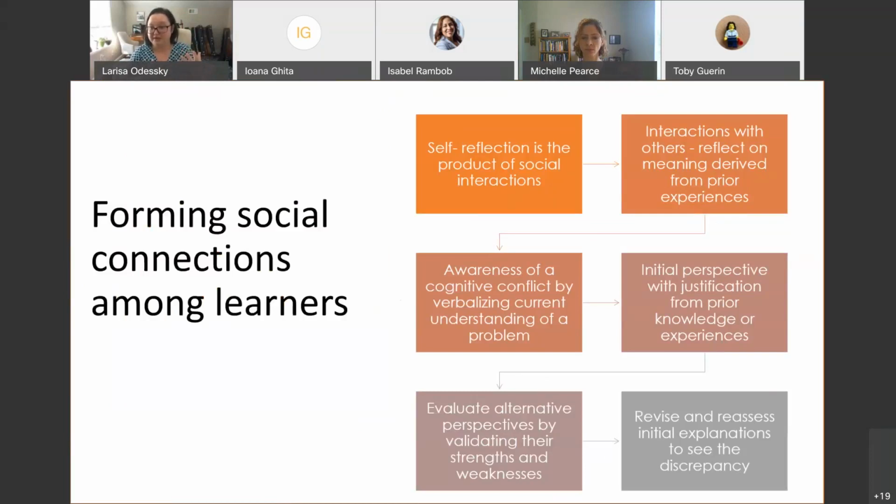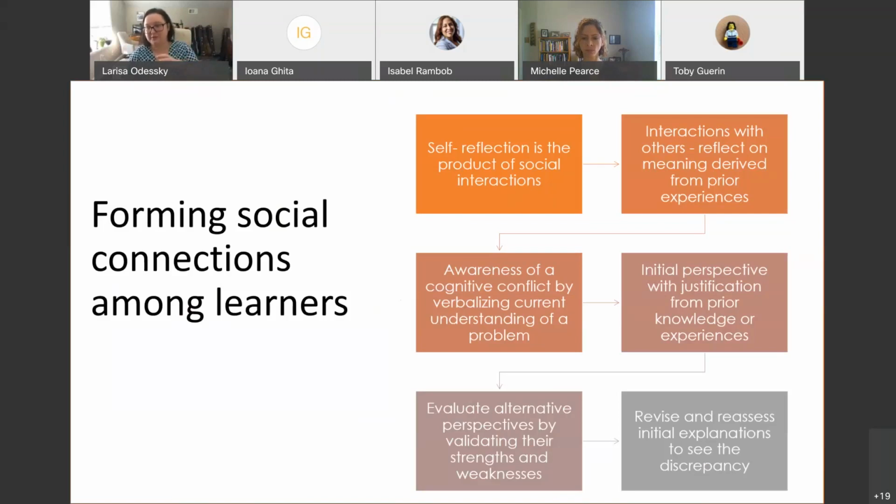Interactions with others reflect on the meaning derived from prior experiences. Definitely incorporate that. And awareness of cognitive conflict, verbalizing current understanding of a problem. I usually give them a thought-provoking question where they'll have to argue it themselves. An initial perspective with justification from prior experiences, and evaluation and then revision. So it's okay to have those social conflicts.